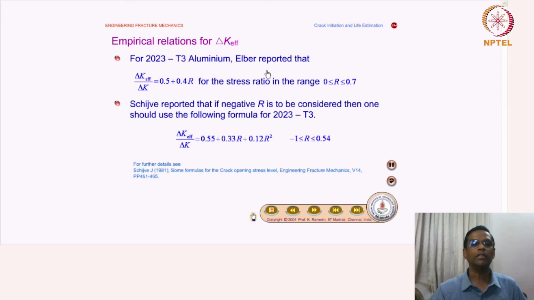For example, for 2024-T3 aluminum, Elber reported that delta K effective by delta K is equal to 0.5 plus 0.4 R for a stress ratio in the range of 0 to 0.7. Other people have also given similar empirical relations for crack closure study.